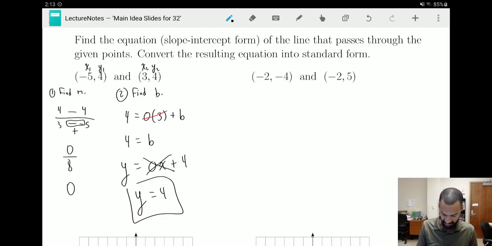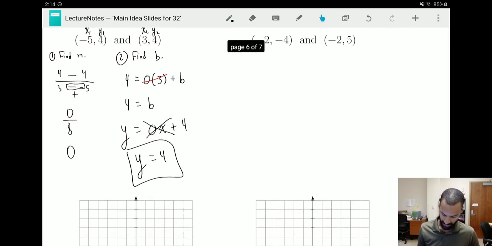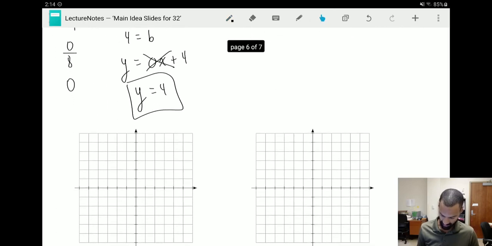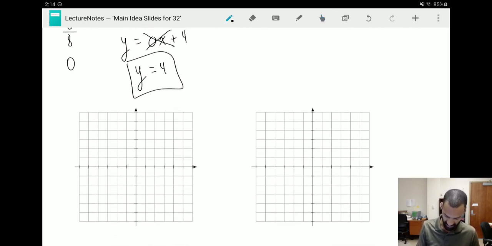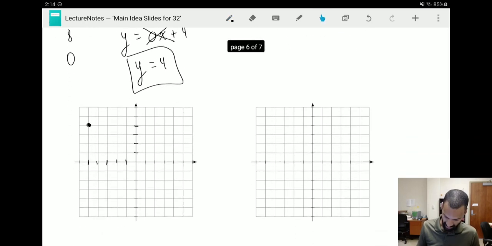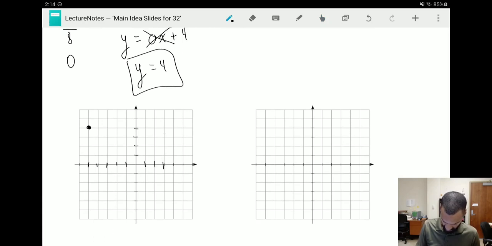This is a special case, okay? y equals 4 is the equation. We can't rearrange that to put it in any other form. It kind of is in standard form already. What does that graph look like, though? Okay, let's plot it. Negative 5, 4, and 3, 4. Okay, negative 5, 1, 2, 3, 4, 5, and then 4 is here. And then 3 comma 4, right? Yeah, 3 comma 4. 1, 2, 3, 4. Okay, here's our special line right here, if I can draw it decently. Okay, it is a horizontal line.